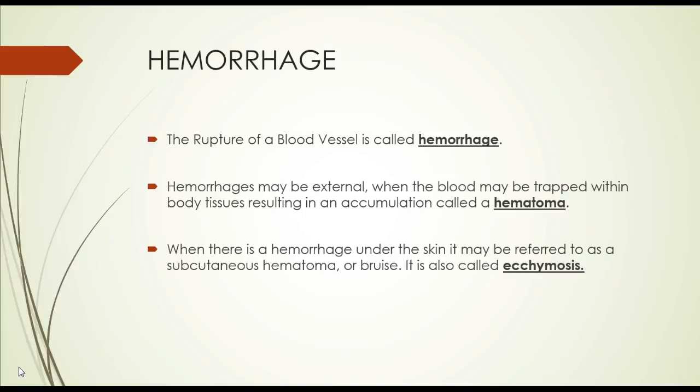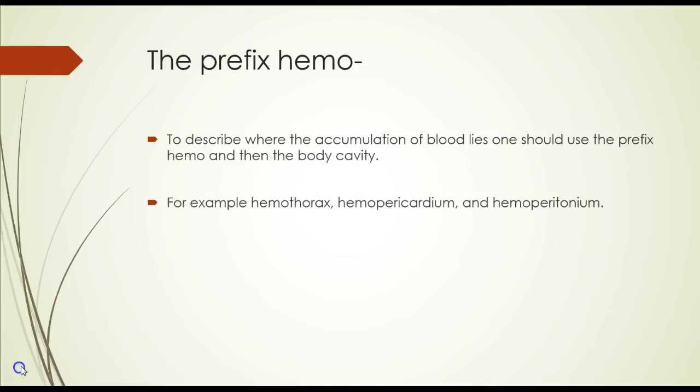A hemorrhage is a rupture of a blood vessel, and these can either be external, or the blood can be trapped within body tissue, which can result in a hematoma, or ecchymosis, which is a bruise. So those are words you should know for your test.